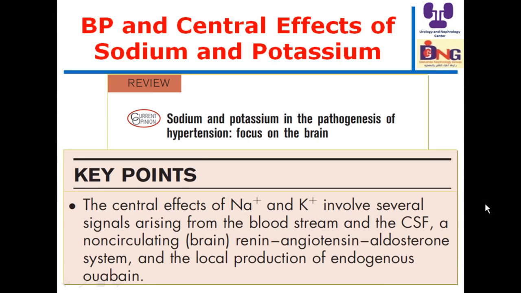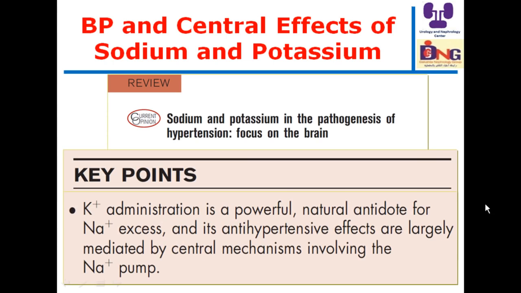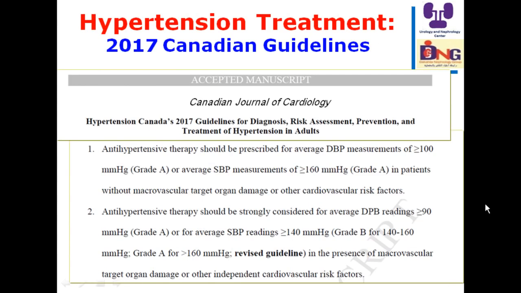The central effect of sodium and potassium involves several signals arising from bloodstream and CSF, as the non-circulating brain renin angiotensin aldosterone system, and the local production of endogenous ouabain. Potassium administration, this is a very important point, is a powerful natural antidote for sodium excess. This is why in the guidelines they stated sodium restriction and giving potassium, and I want to repeat, this is grade A evidence. If you are not afraid of hyperkalemia, reduce sodium and allow potassium to control blood pressure. Again, we are coming back to the Canadian guidelines.